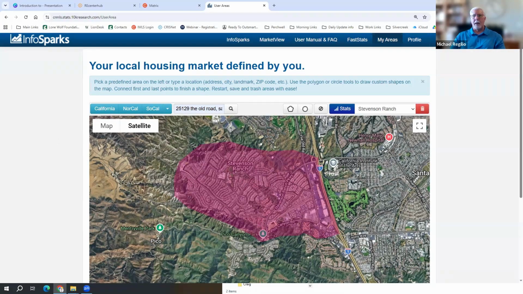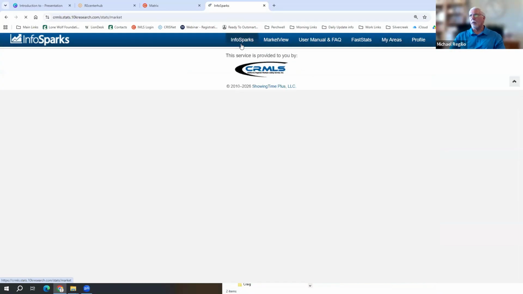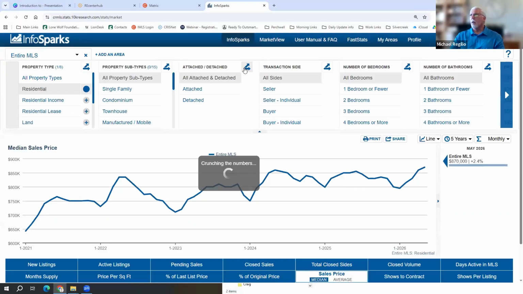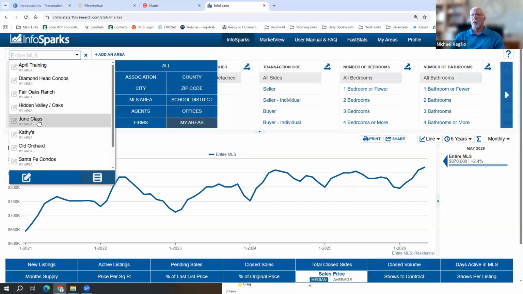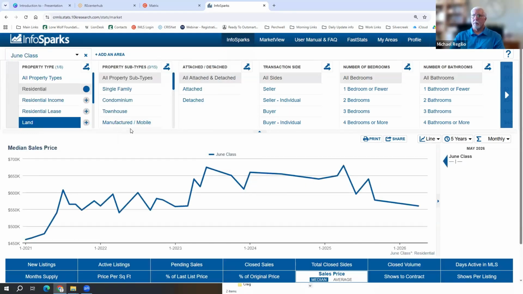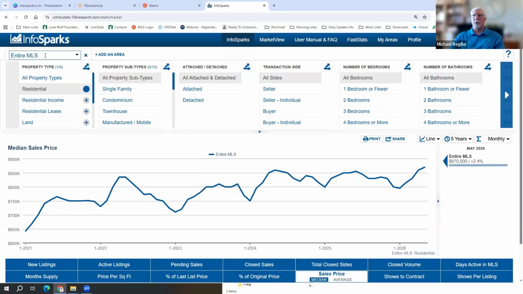So once I do my map search, then I can come back to my InfoSparks. And then instead of putting in a city, I can go over here to my area and I can do June class. And it will run the search for that neighborhood, for that map search, and give us all that information. So that's how you can do your map searches. Maps, I use probably the map search as much as I do a city search.